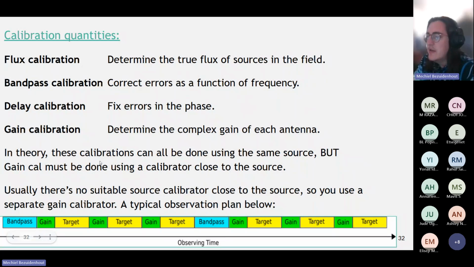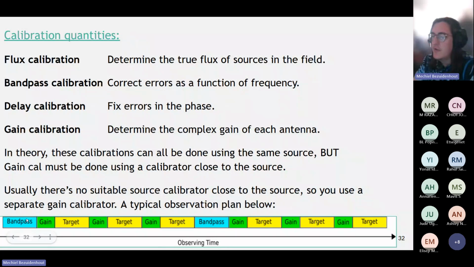So in theory, all of these calibrations can be done using the same source. You can observe a single source, but the gain calibration must be done using a calibrator close to the source, because the gain changes so quickly. Usually there's no suitable source calibrator close to the source, so you have to use a separate gain calibrator. And a typical observation plan looks like below.